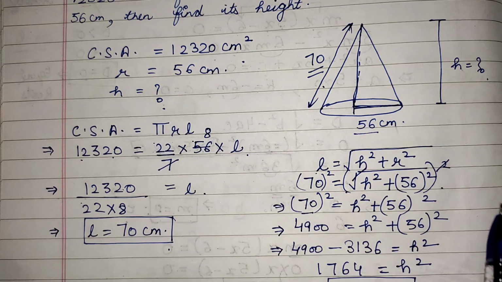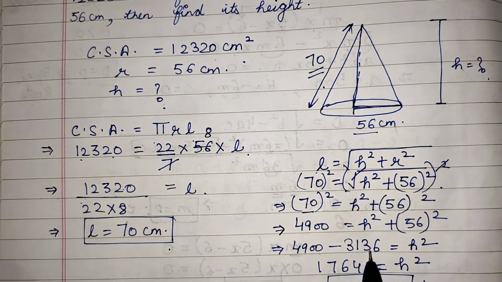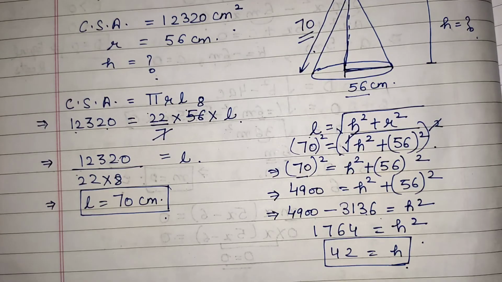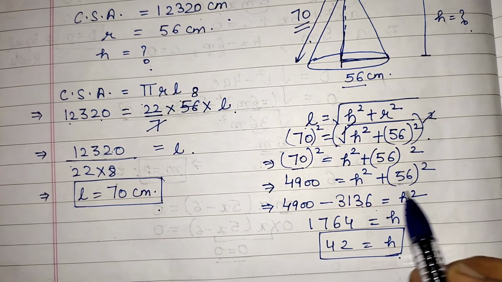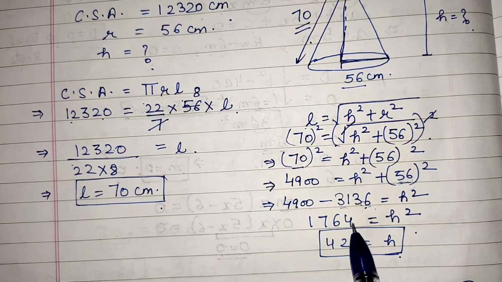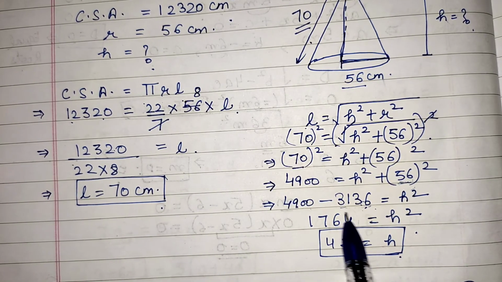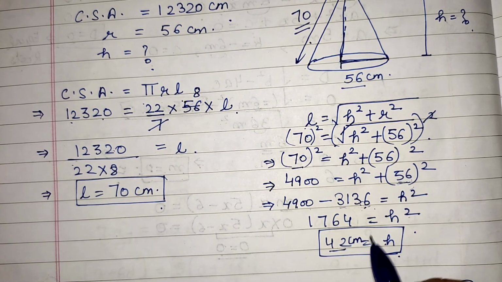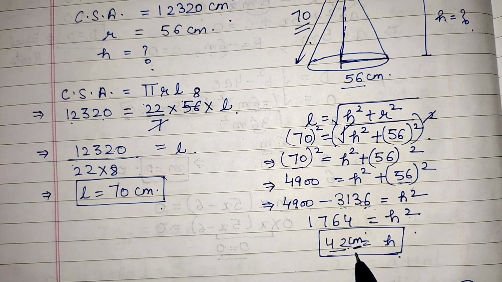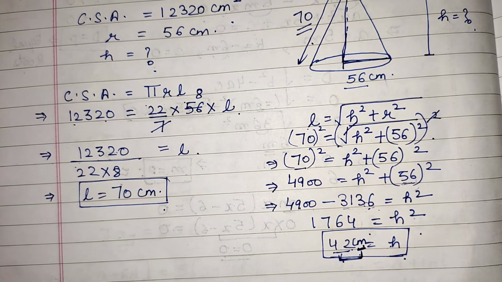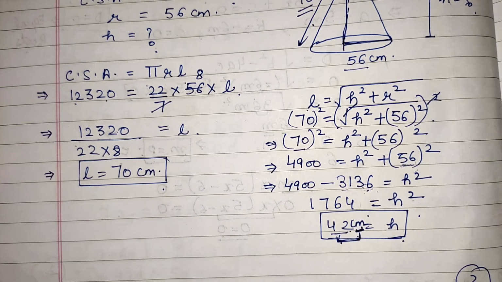So these types of questions are just to check your calculative part, how strong it is and how fast you can do the calculation. Okay, so 56 square is what? This is 3136, and if I do the subtraction, then I will get 1764 and my height will be equal to 42, not just 42, it will be 42 centimeter. So make a habit that whenever you solve a question, you write the unit with it also, so that you do not forget to write the unit in your exam.